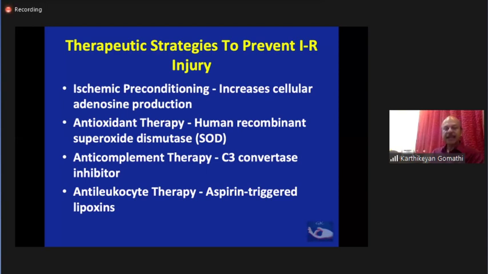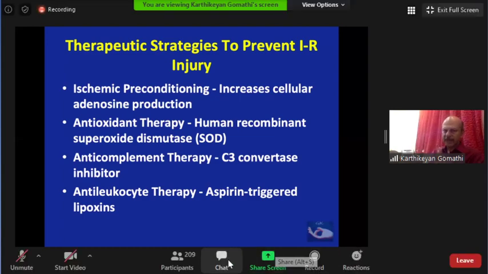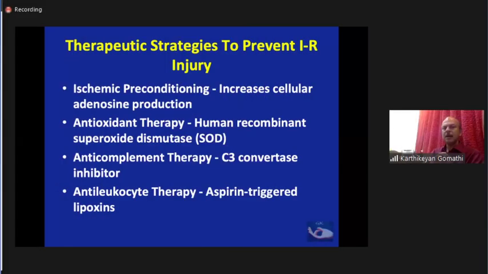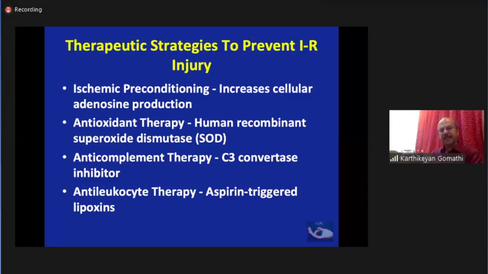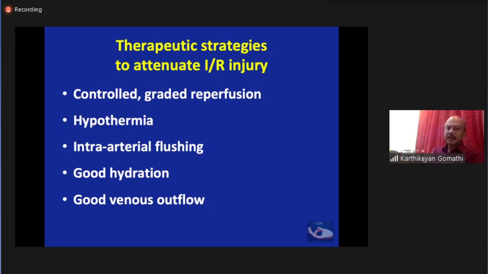Third is anti-complement therapy. This complement system is one of the major factors that causes the breakdown of the permeability of the blood cells and leads to thrombosis. Anti-complement therapy, especially C3 convertase inhibitor, and anti-leukocyte therapy, like aspirin-triggered lipoxins. Now, these are drugs and techniques that can be used for reducing or preventing the reperfusion injury.